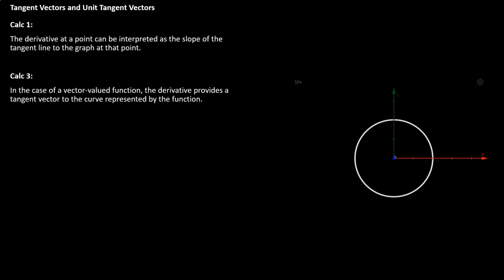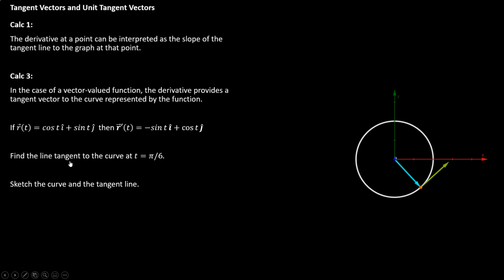Well, in Calc 3, we have a really similar visual. With a vector valued function, the derivative will create a tangent vector to a curve represented by the function. The curve on the screen is represented by a vector function. It's the white circle. The vector function generates the blue vector. That's a position vector. It's pointing to an orange point on the curve, and the green vector is the tangent vector at that point.